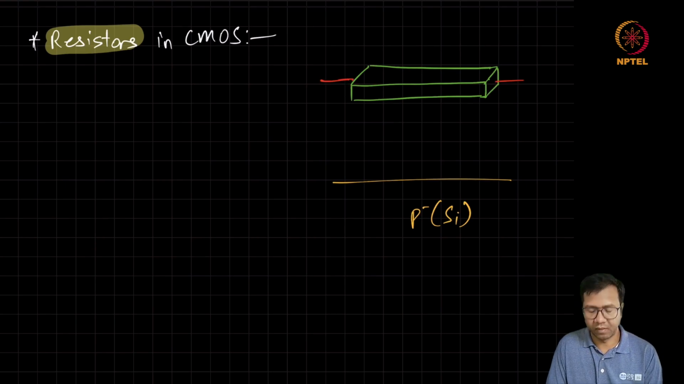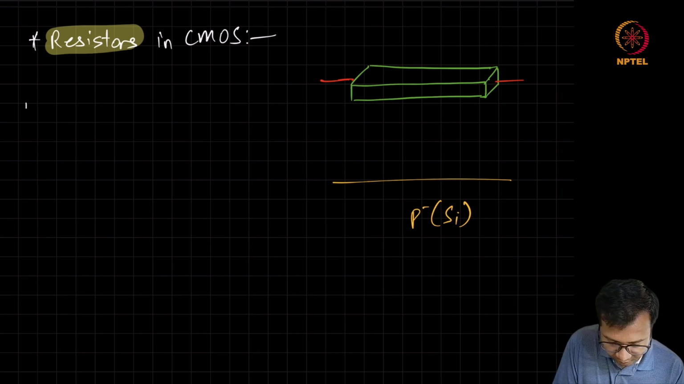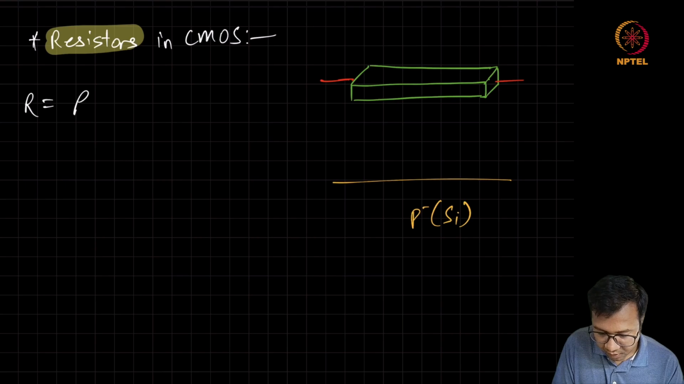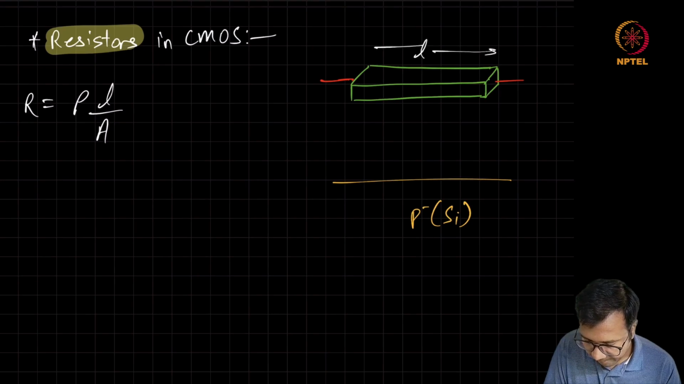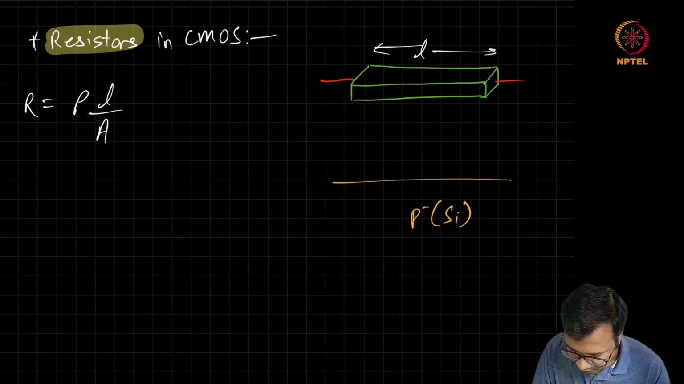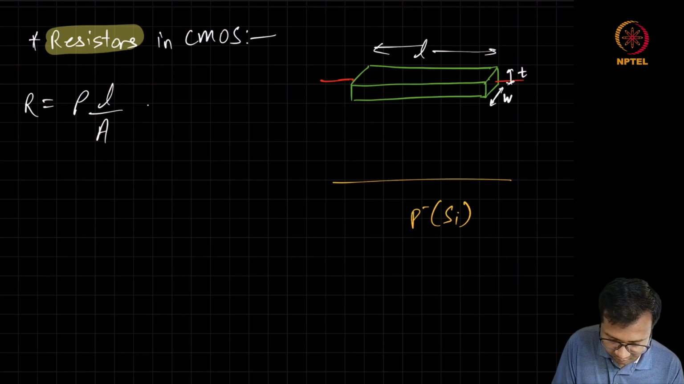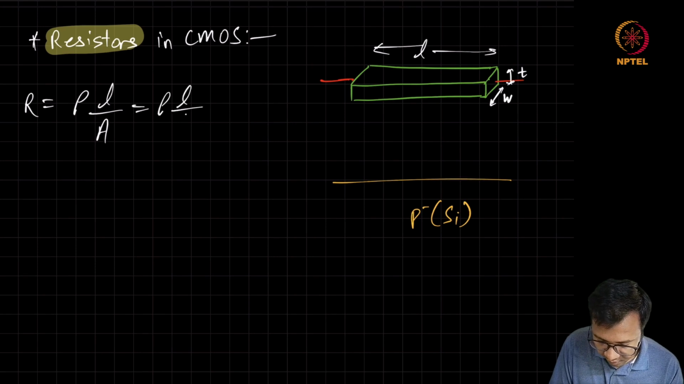So the resistance of such a metal resistor is going to depend on R equals rho, the resistivity, times the length L, divided by the cross-sectional area. This area can be determined in terms of thickness and width. So R equals rho L by T W.